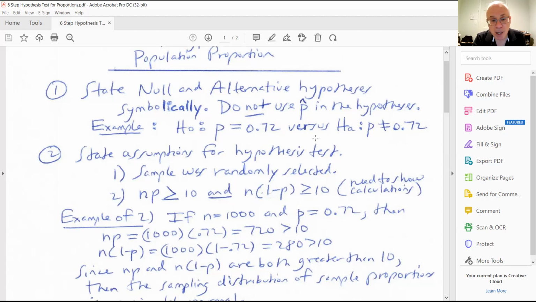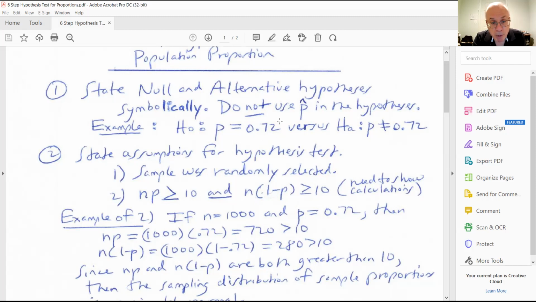Then we do this calculation, np. What is n in this case? n is the sample size. What is p? That's the hypothesized proportion. That's what you're going to put in here, not the sample proportion, but the hypothesized proportion in the null hypothesis.